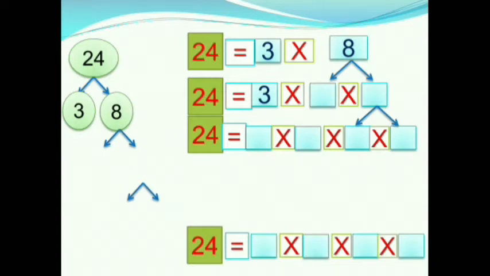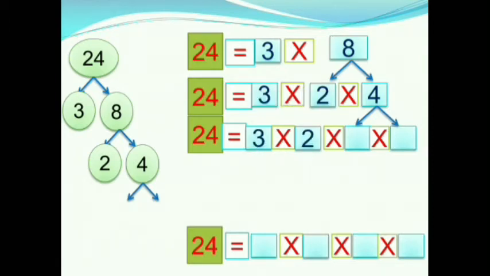What are the factors of 8? The factors of 8 are 2 and 4. So we will write 2 and 4. Now the factors which we got are 3 into 2 into 4. 3 and 2 are prime factors. So we will write them below.